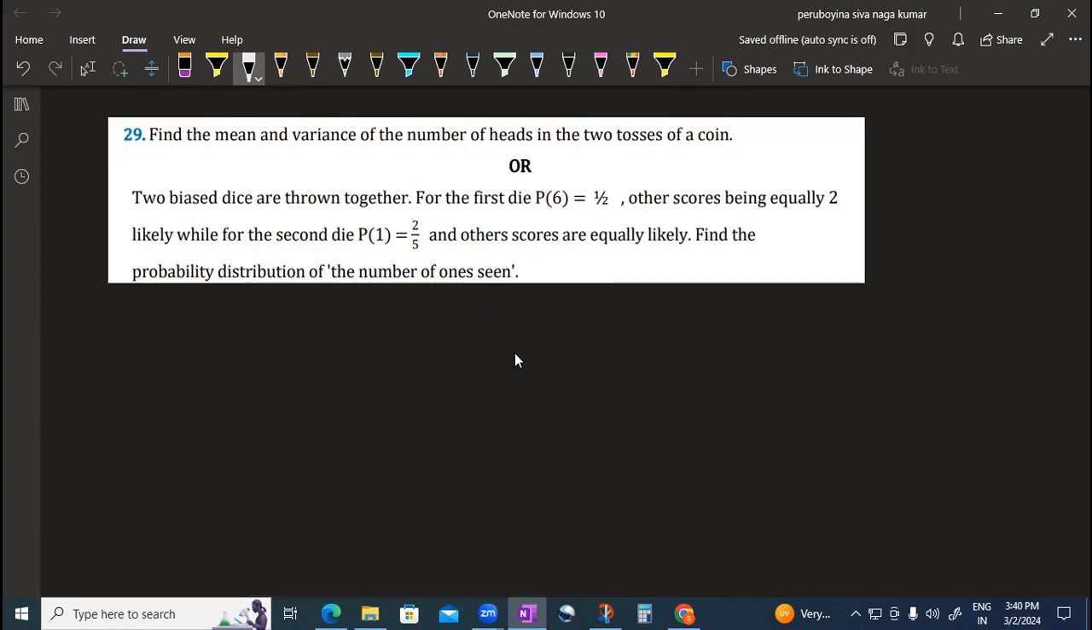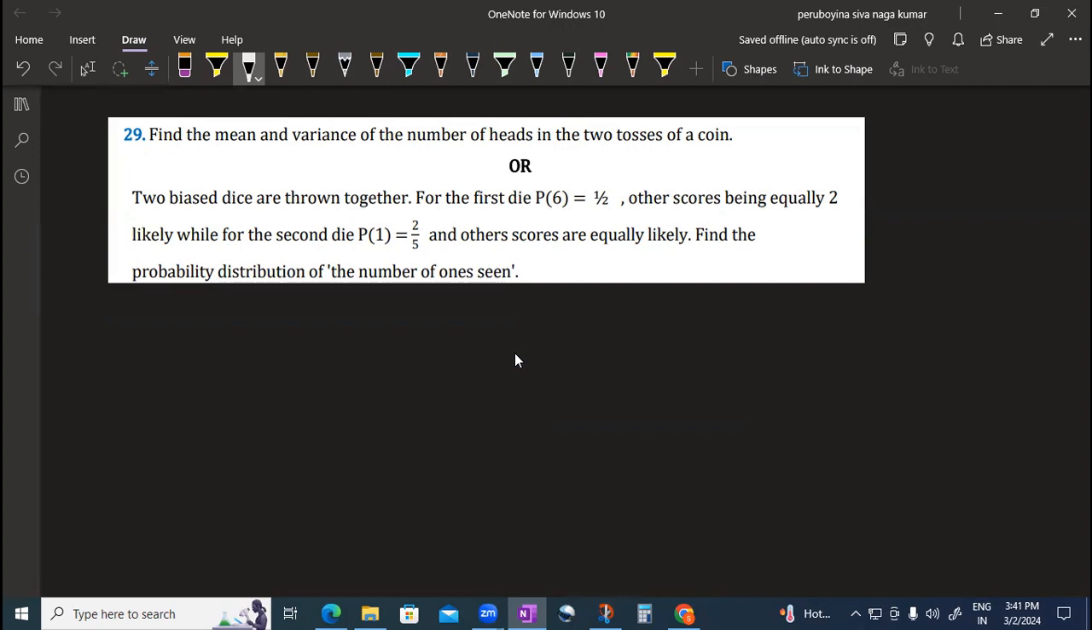Find the mean and variance of the number of hits in the two tosses of a coin. And our next question: two biased dice are thrown together. For the first die, P of 6 is 1 by 2, other scores being equally likely, while for the second die, P of 1 is 2 by 5, and the other scores are equally likely. Find the probability distribution of the number of ones seen. Okay, we will do the first question.